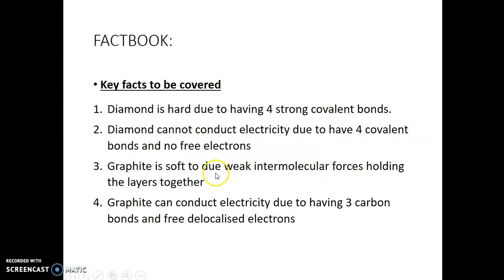Graphite is soft and slippery because between the layers of carbon atoms, there are only weak forces holding the layers together so they can slide off each other, and because each carbon atom is only bonded to 3 other carbons, there are free electrons or delocalized electrons between the layers which can carry electrical charge, and that's why graphite does conduct electricity.